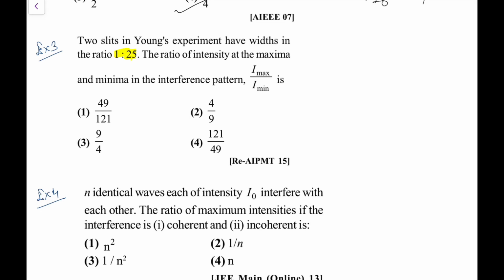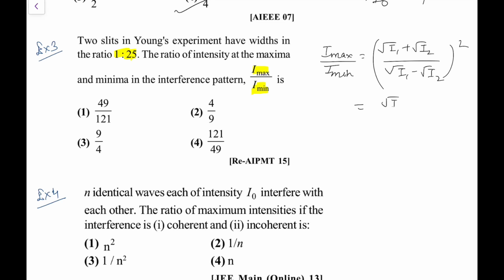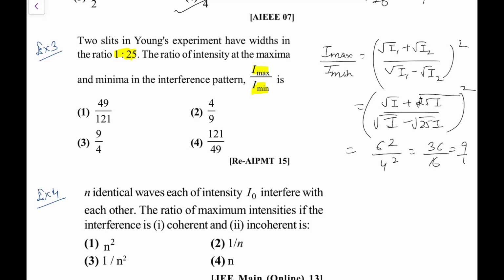Next, two slits in the YDSE have widths in the ratio 1:25. The ratio of intensity at the maxima and minima in the interference pattern is? Because their widths are in the ratio 1:25, their intensity ratio will also be the same. So I max upon I min you typically write as root I1 plus root I2 upon root I1 minus root I2, whole square, that you remember. One is, let's say, I, the other will become 25I, so root I times 5 plus 1, 6 square, over 5 minus 1, 4 square, that is 36 by 16, which comes out as 9 by 4.